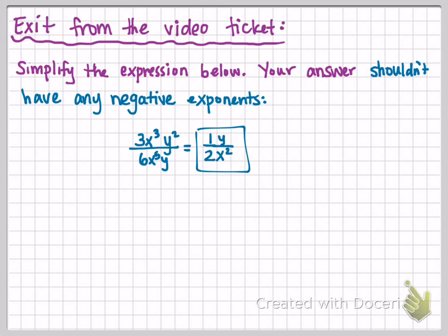Hopefully you ended up with just 1/2. You can simplify 3/6 to 1/2. Just one y on the top and an x squared on the bottom. If you did not get that, come raise your hand, ask your teacher, figure out what went wrong, but try and figure out where you went wrong so that you don't make those mistakes on your practice.